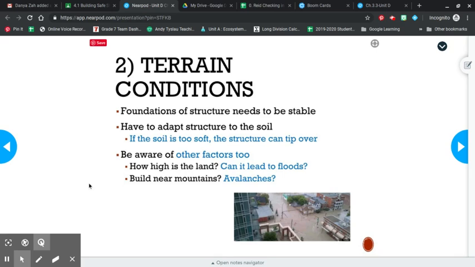Terrain conditions look at where the structure is being built, so the foundation of the structure. If it's going to be on the edge of a cliff, what happens over time when rain, snow, or wind hit that cliff? It could start eroding, and then the structure would probably tip over. If it's close to a mountain, then avalanches can happen. So that would be terrain conditions: how does it change the foundation of the structure?